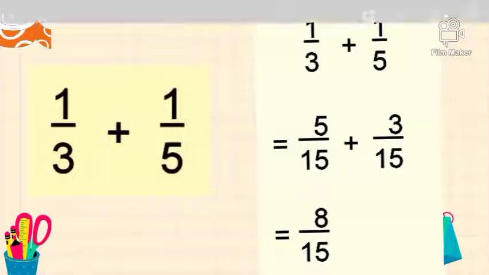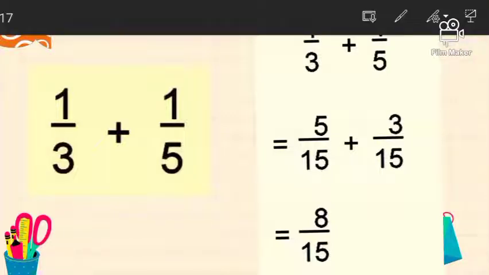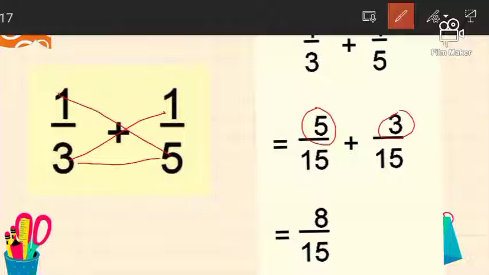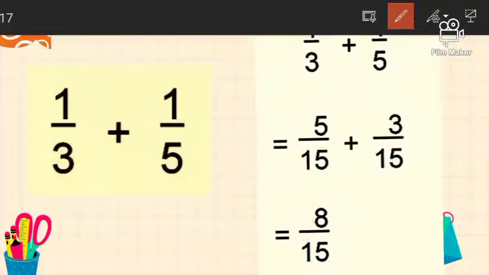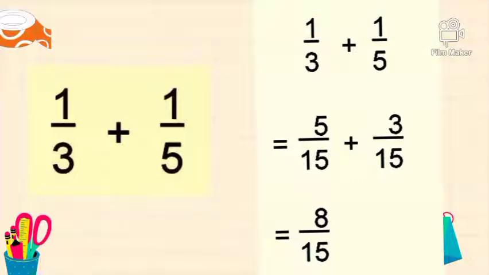Let us look at another method. This method is only applicable when there are two fractions. This is the method of cross multiplication. Let us see. 3 times 1 is what? 3. This. 5 times 1 is what? 5. This 5. And also 3 times 5 is what? 15, which is this 15. And 5 plus 3 is 8. That is 8 over 15. So that is the method of cross multiplication.